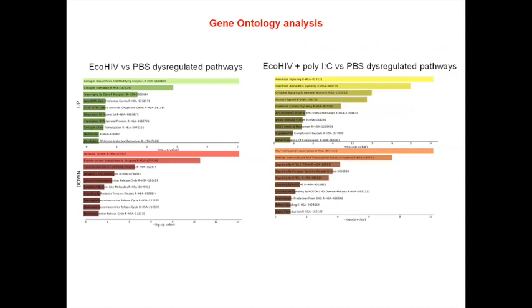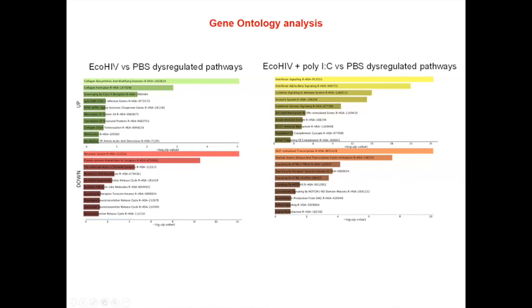We also looked at gene ontology analysis, and I'm not sure if you can read all that, but I can guide you through it. Here we have eco-HIV versus PBS dysregulated pathways, eco-HIV plus poly-IC, and up and down pathways. What I want you to see is that we have a big activation of interferon-related response in eco-HIV plus poly-IC. We can see here a lot of this interferon and other innate immune response activation.